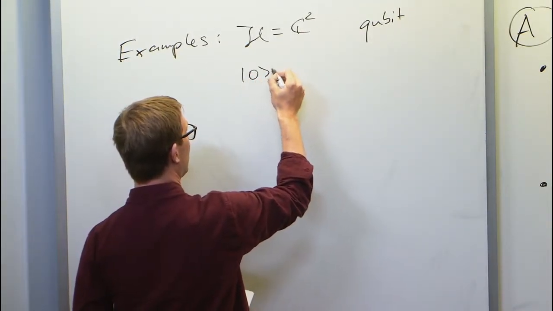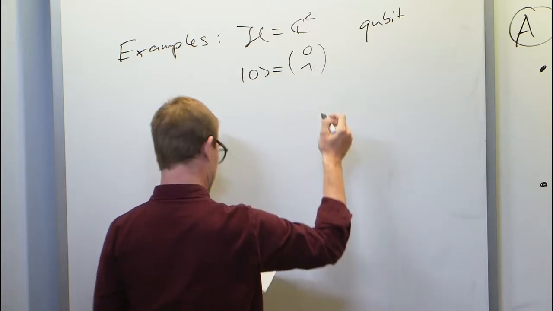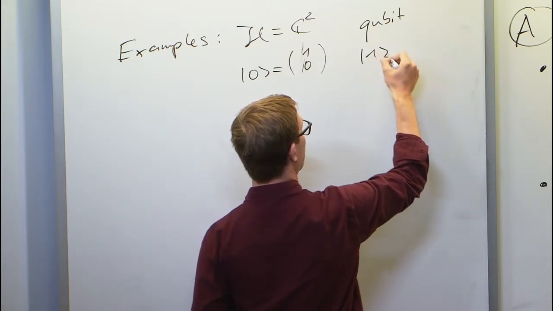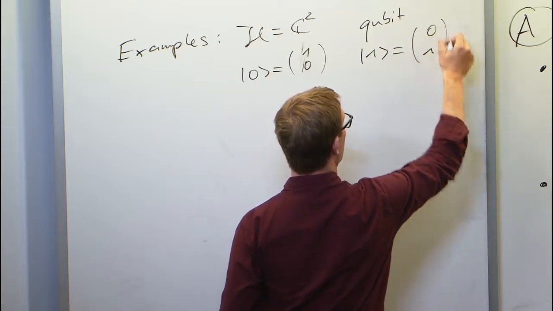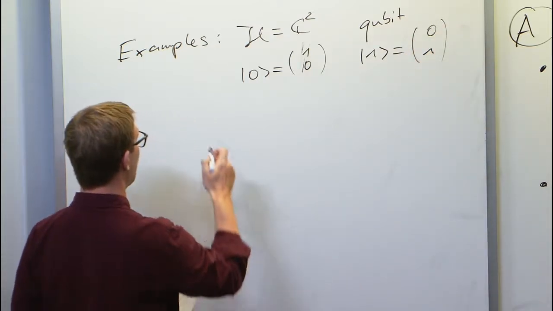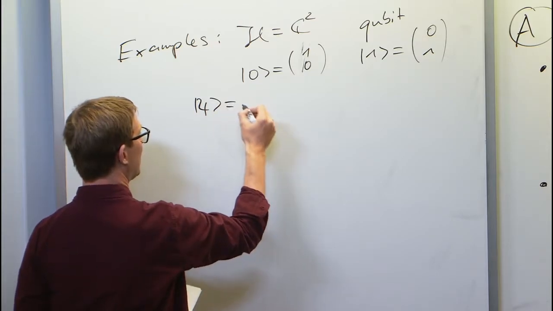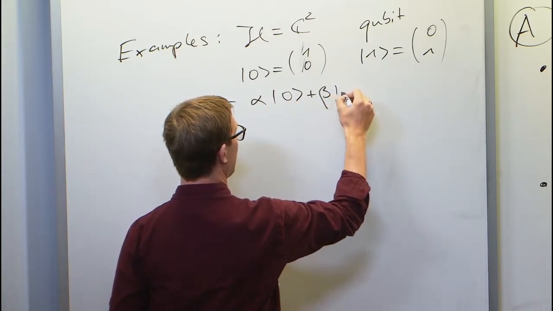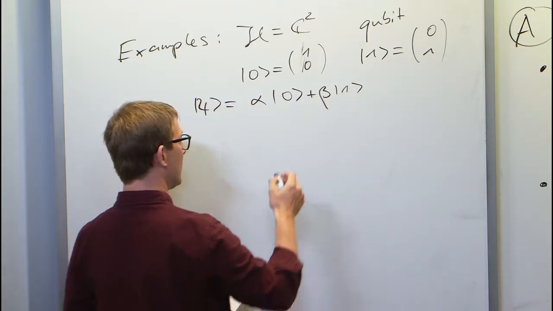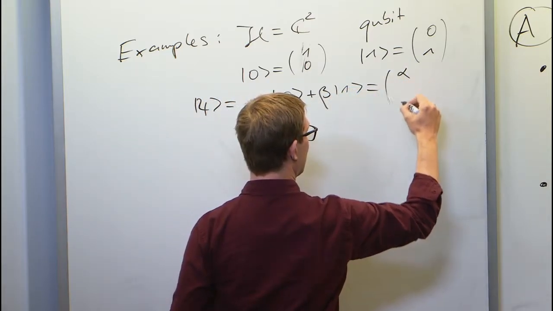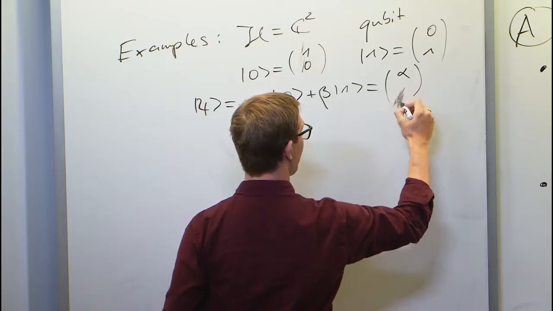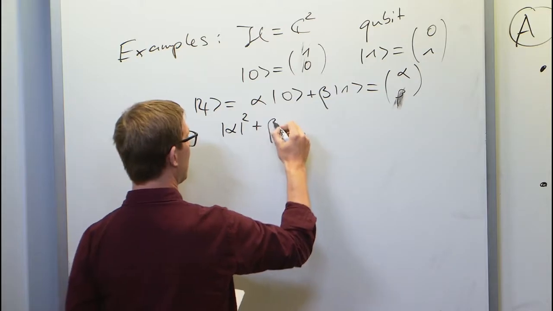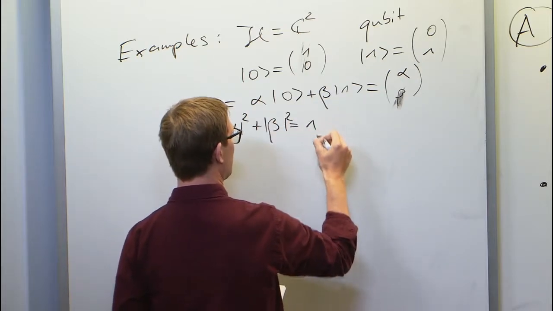So first of all, the ket 0 is (1, 0), and the ket 1 is (0, 1). A general quantum state looks like alpha ket 0 plus beta ket 1. Of course, I could write this as (alpha, beta), where the absolute value of alpha squared plus the absolute value of beta squared is 1.